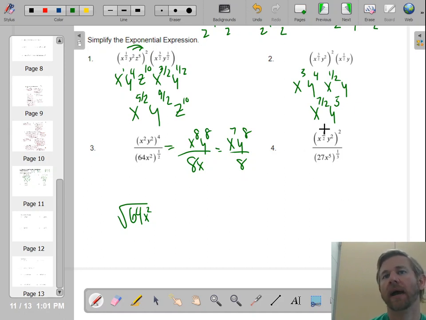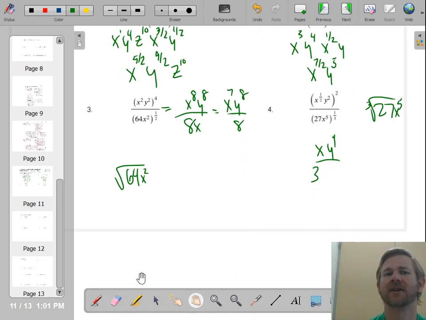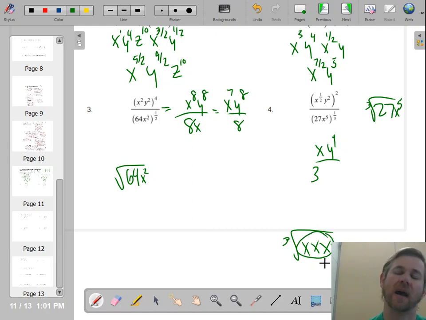One more. 1/2 times 2 is 1 whole. 2 times 2 is 4, so that's in the top. And now this is the cube root of 27x to the 5th. So 27 is a perfect cube. That's 3. And then let's talk about the cube root of x to the 5th. x, x, x, x, x. For the cube root, I'm looking for sets of 3. So for every 3 underneath, 1 can come out. So that means I'll have a 3x that makes it out.